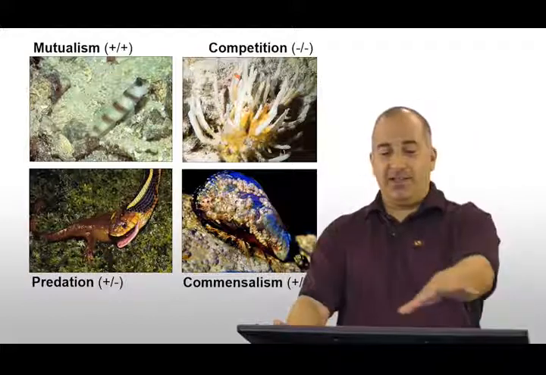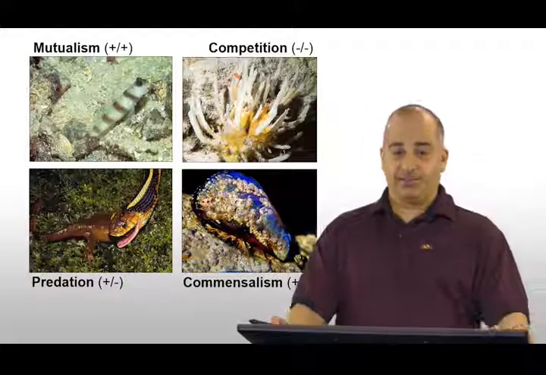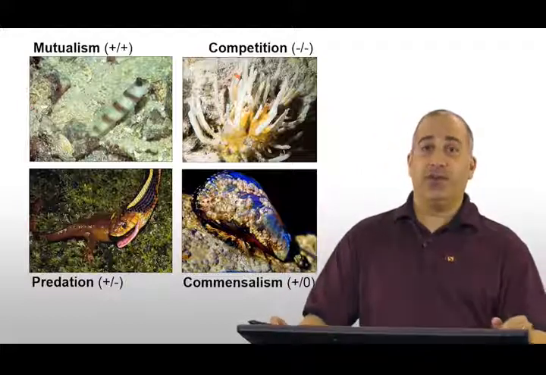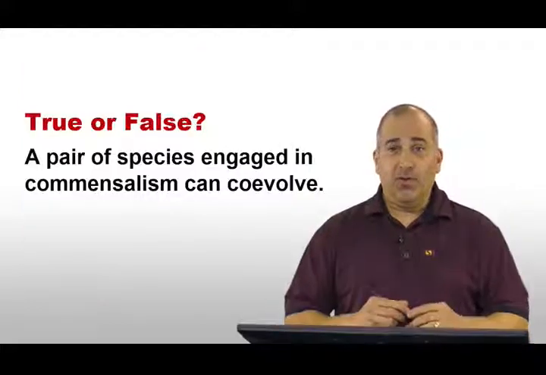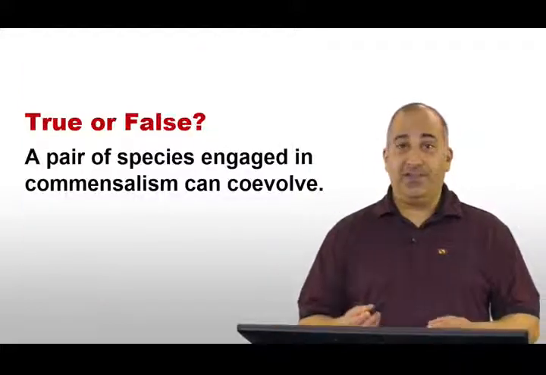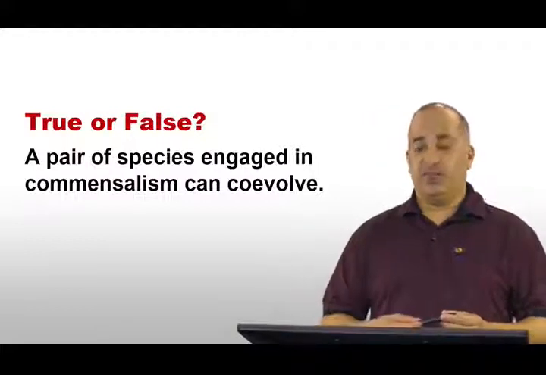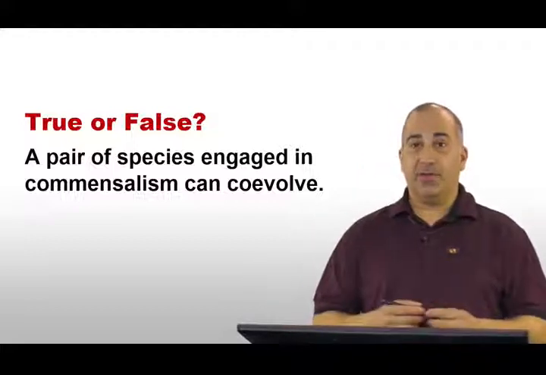Now I want you to think about these 4 ecological interactions and answer the following true-false question. And this question has to do with the potential for coevolution to occur during these ecological interactions. True or false, a pair of species engaged in commensalism can co-evolve. A pair of species engaged in commensalism can co-evolve.